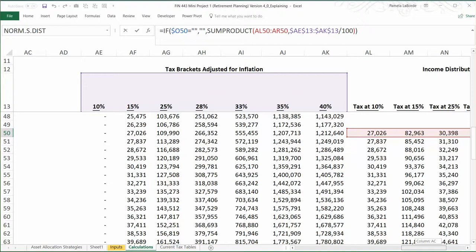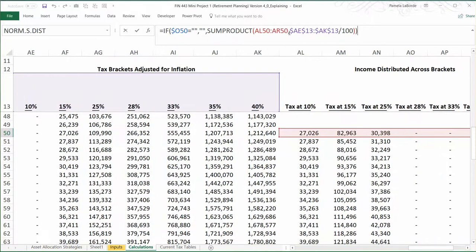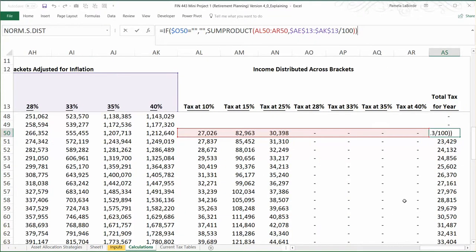And notice that is an absolute reference in my formula. But the AL50 through AR50 are relative references. And they both have to go in the SUMPRODUCT. So what the SUMPRODUCT function is doing is taking the values in this range and multiplying them by the values in this range. But notice it's dividing them by 100 because instead of 40% here, I actually have 40 typed into my cell. And I just used custom formatting to put that percent sign. So I have to divide those by 100 to calculate the percentages.